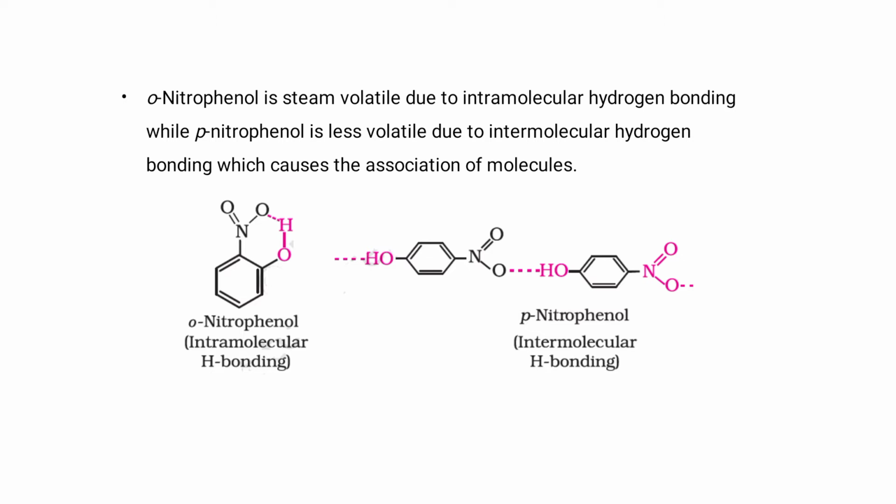So students, there are two types of hydrogen bonding. In the case of ortho-nitrophenol, intramolecular hydrogen bonding takes place. The hydrogen bonding within a molecule is called intramolecular hydrogen bonding. Whereas in the case of para-nitrophenol, there is intermolecular hydrogen bonding, the hydrogen bonding between two para-nitrophenol molecules.